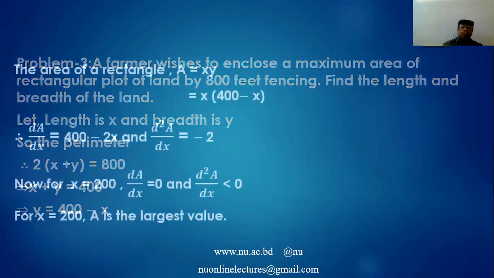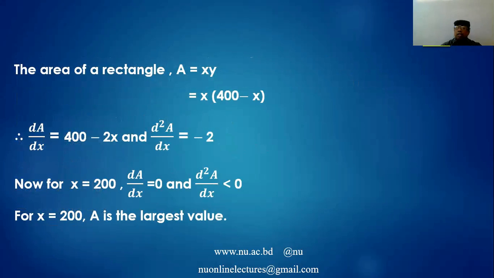Now, the area of rectangle, we know the area of rectangle is length into breadth. So the area is A equal to x into y. Now you have to substitute the value of y here. So x into (400 minus x). So after multiplying, it should be 400x minus x square. So we have to find out the length and breadth. It should be accurate value of length and breadth. So when you use the maximum minima logic, we need to apply it to our given problem. A is equal to 400x minus x square.